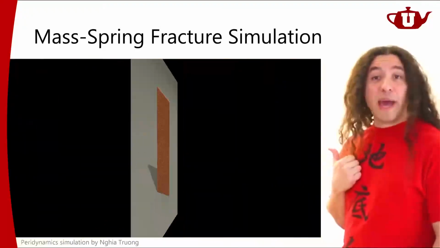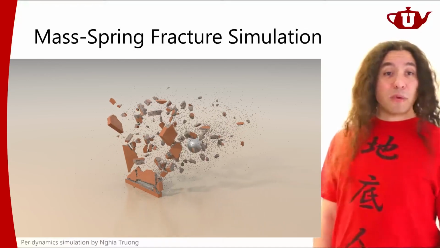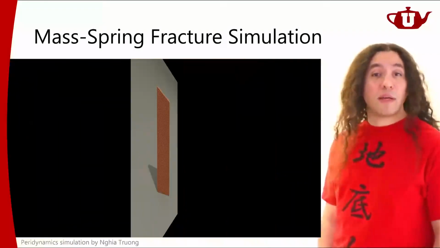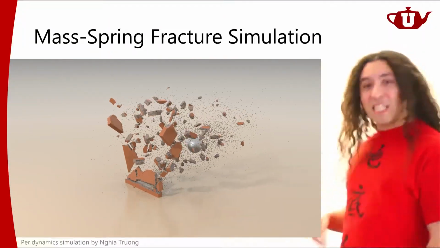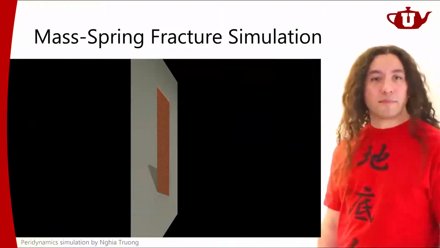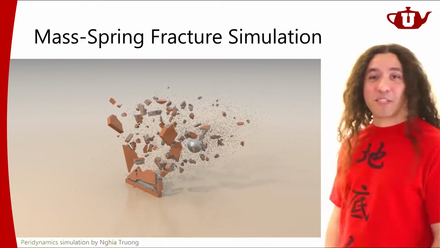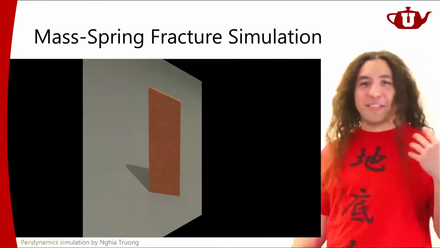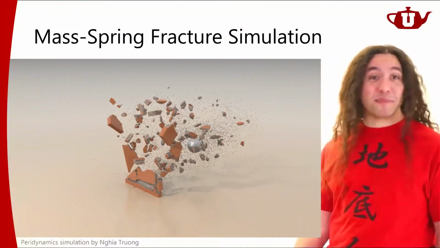The fracture pattern that's forming here is not pre-computed. This comes out of the simulation. This fracture shape comes out of this mass spring simulation. And this particular way of using mass spring simulation is called peridynamics. And this is, again, a recent simulation work that my student Nia Thorong has been working on. But I'm just showing you that this is a fracture simulation using a mass spring system.